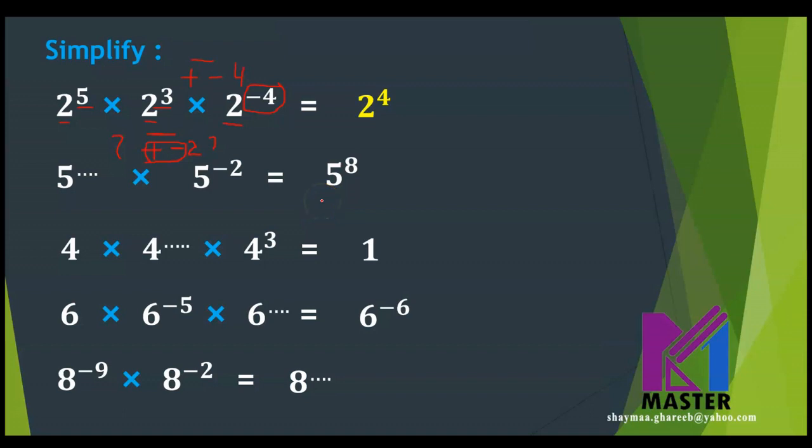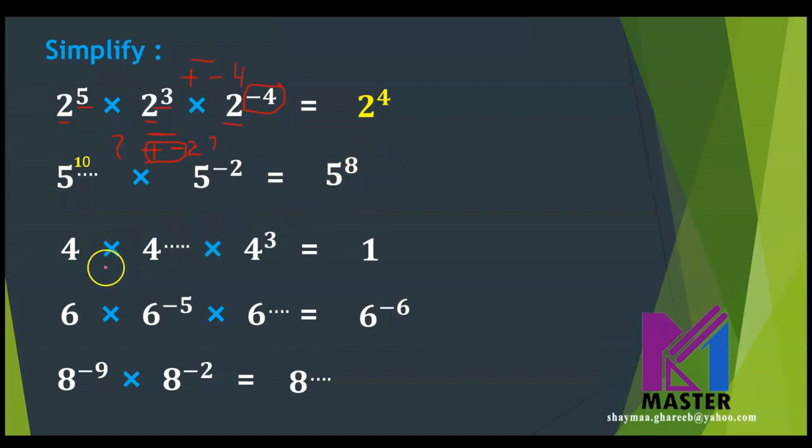Of course, the number 10. 10 minus 2 gives 8. So the answer will be 5 to the power of 10 times 5 to the power of -2 gives 5 to the power of 8.